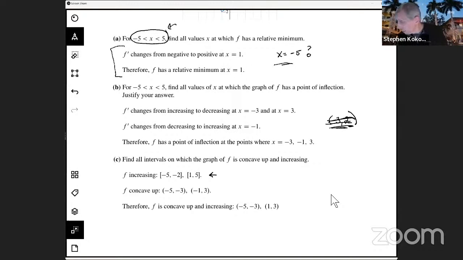Where is f concave up? Well, it's concave up where f prime is increasing. Those are open intervals because of the definition of concavity. And then all I really need to do here is to look at the intersection of those intervals. And I think I've done that. And I've got 2 intervals here.